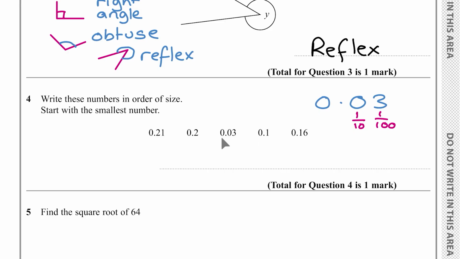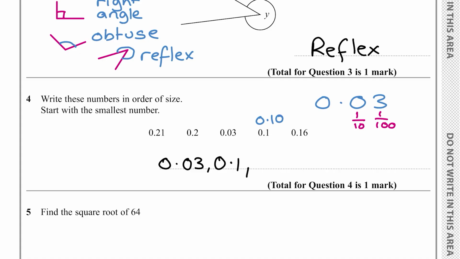So we know that one here, 0.03, that's the smallest because it has no tenths and it has 3 hundredths. And compared to the others, we can say that's the smallest. So we'll start with that one. Put a comma in between your numbers. The next one's going to be one of these two. It's either 0.1 or 0.16. Well, if we laid 0.1 out with the same amount of decimal places, we'd see that that has no hundredths and that has 6 hundredths. So therefore, the next smallest is actually 0.1.